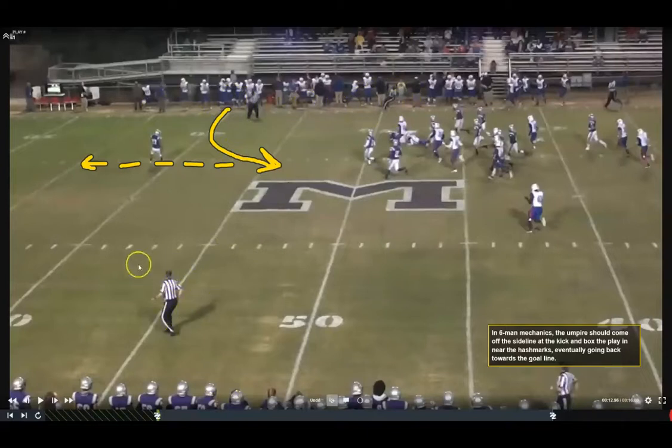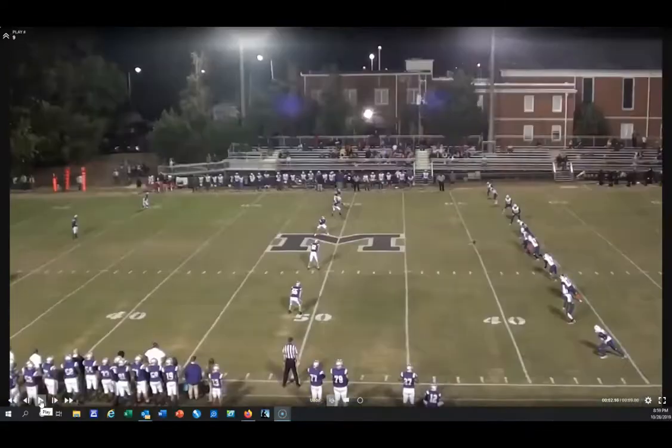And I'm not sure where my field judge is in here by the numbers. We need to be over here off the field, going down the field to get this play. There's no reason to be in here at the numbers. So we need to work on our positioning on the kickoff.